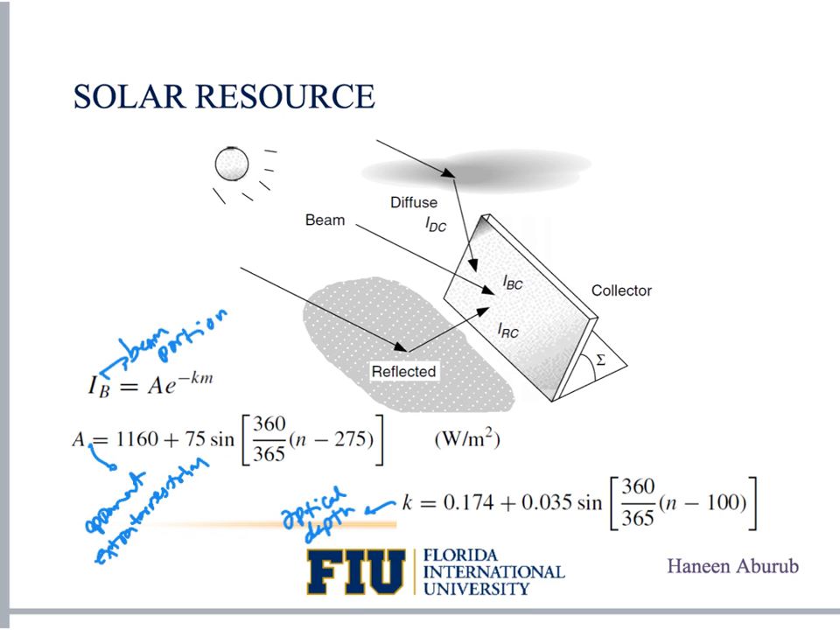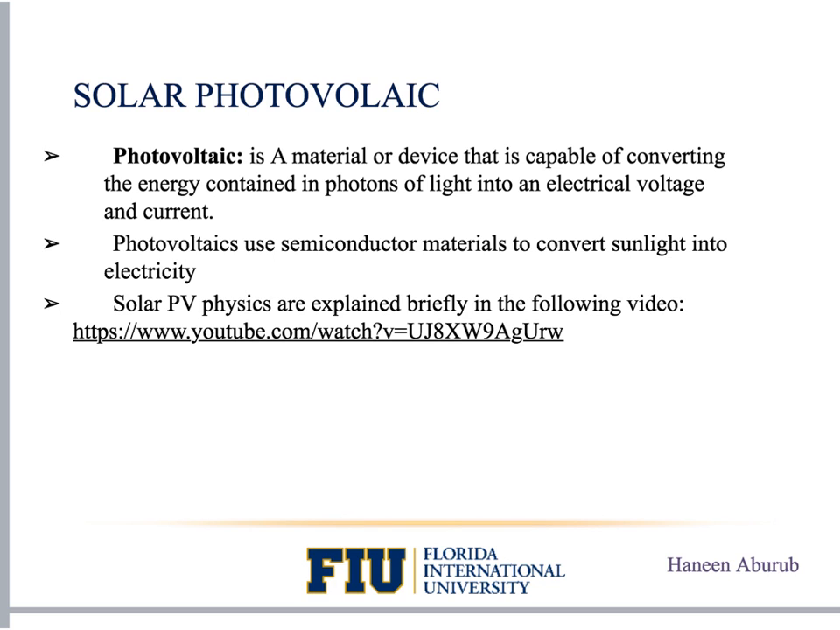of the radiation. Now, after we learned about the solar resource and the different aspects of the sun and how this energy reaches the Earth's surface, we're going to talk about solar photovoltaic and how to use that sun energy in order to produce electricity. Photovoltaic actually is a material or device that's capable of converting the energy contained in the photons of the light into an electrical voltage and current.